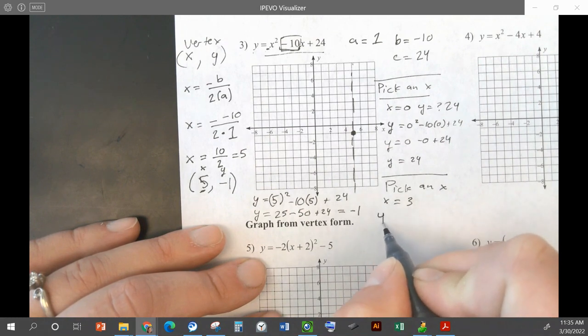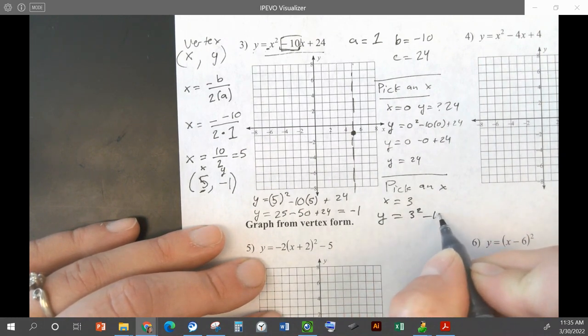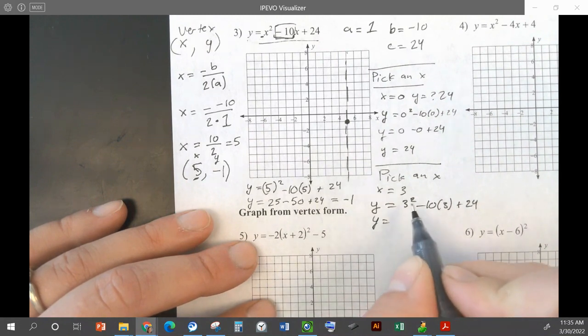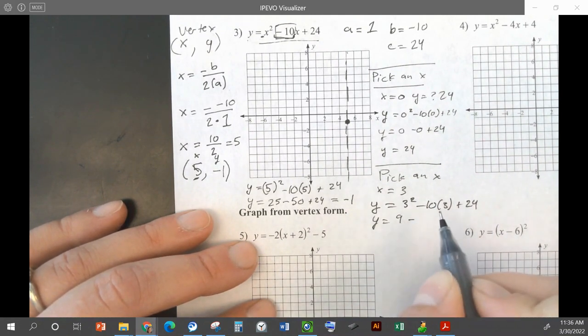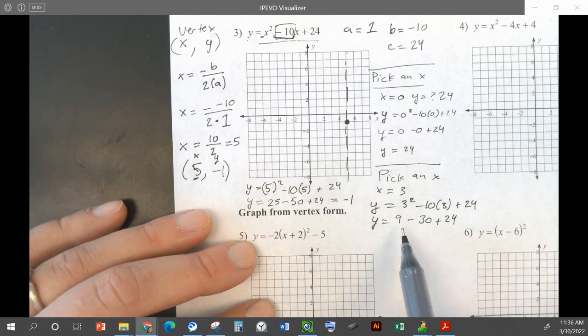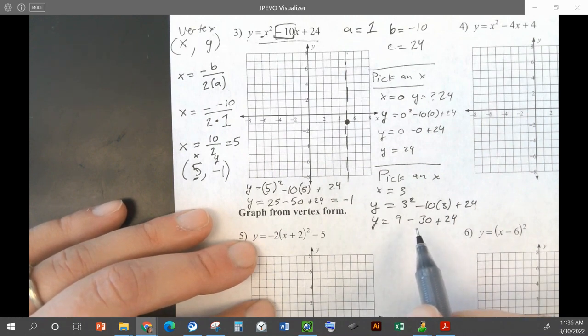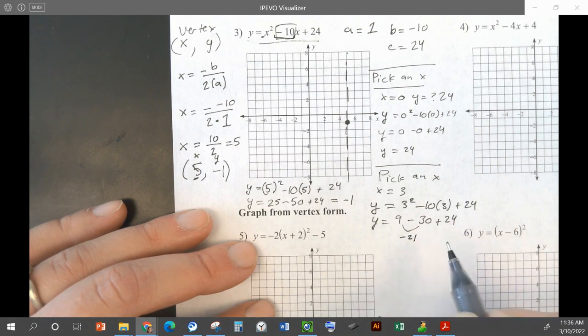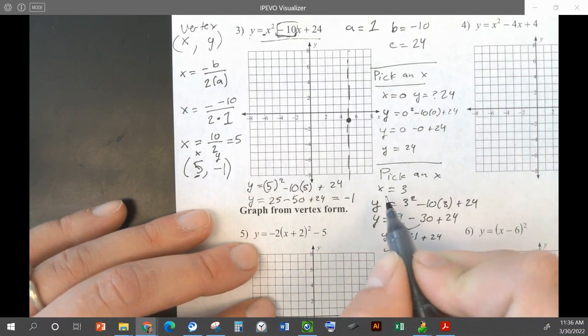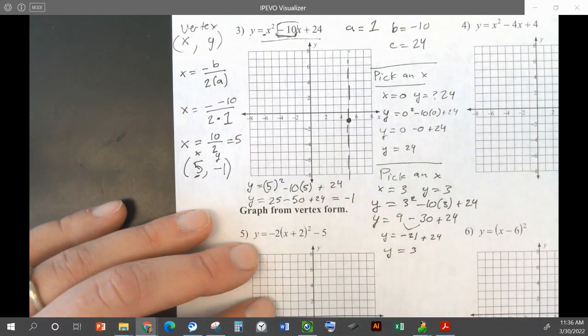And then we plug in: y is 3 squared minus 10 times 3 plus 24. So y is 3 squared, 3 times 3 is 9, minus 10 times 3 is 30, plus 24. What's 9 minus 30? So this one's negative 21. You agree with that? Okay, and then we're going to add 24. So what's negative 21 plus 24? Good. Y is 3. So when x is 3, y is also 3. That will fit on our graph.